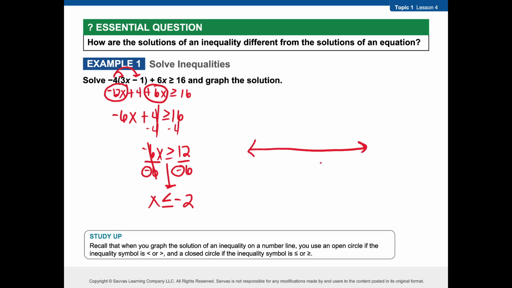And now we have to graph. -2 is in the middle. On a number line, numbers to the right are greater, numbers to the left are smaller. Because it has an equal sign, that means that -2 can be a solution to this inequality. So it has a closed circle. And then numbers less than -2. -3 is smaller than -2, so it's all the numbers to the left of -2 that you would shade. So greater than, less than would have open circles. Greater than or equal to, less than or equal to would have closed circles.